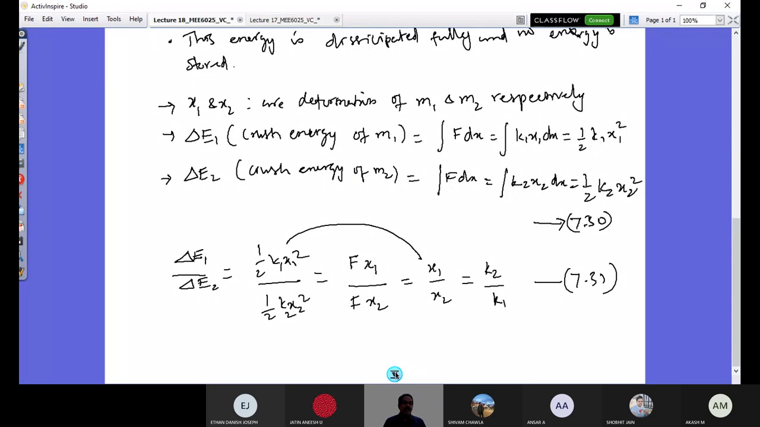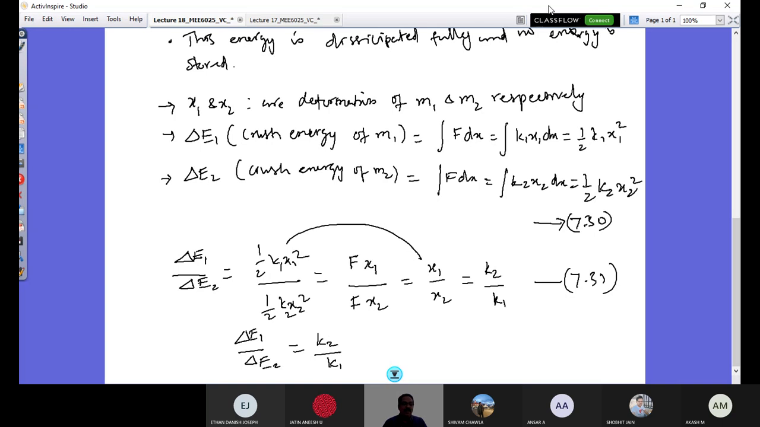So what is it that you understand here? What is to be noted? The amount of crush energy is inverse to the spring constant of the structure involved in the crash. So the amount of crush energy here, delta E1 of vehicle 1, is inversely proportional to the frontal structure stiffness involved during the collision. That is, delta E1 by delta E2 is proportional to K2 by K1. That's what you understand from this.